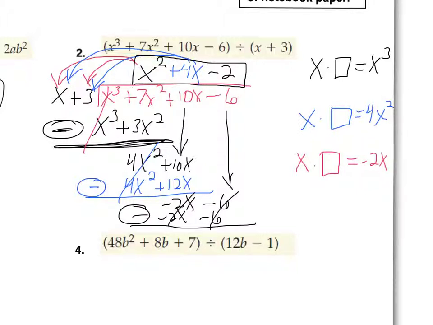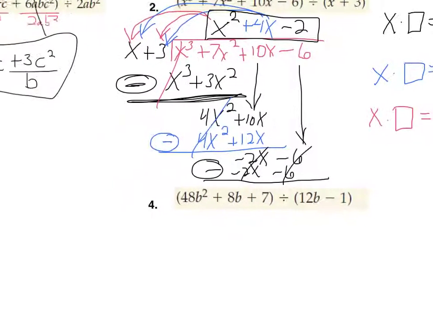This is the answer: x squared plus 4x minus 2. We didn't have to have any fractions there because it just came out evenly. This one, when you divided it, had no remainder. Let's do another one like that.